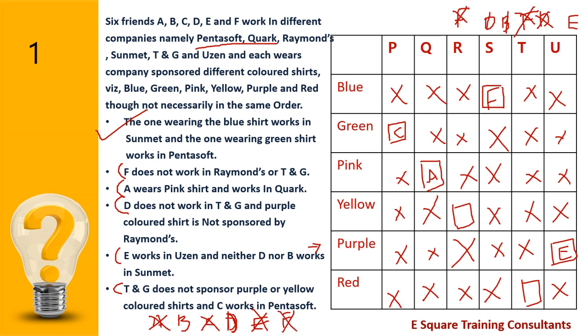Now I'm left with only B and D. So here when I come to let's say Raymond's, since it is only B and D, it is not F. So there is no point touching Raymond's. So I directly go for T. So T doesn't have F and T doesn't have D. And you have only options as B and D. So since D is not there, B is the only option left. So I'll take it for B, and all I'm left with is only D. So I'll put D here for Raymond's.